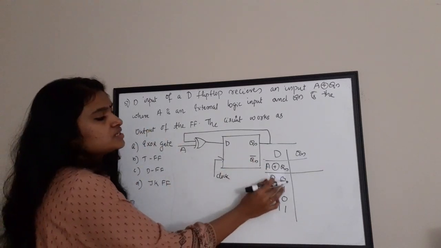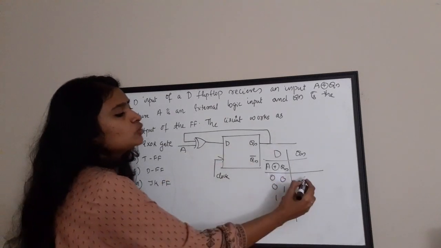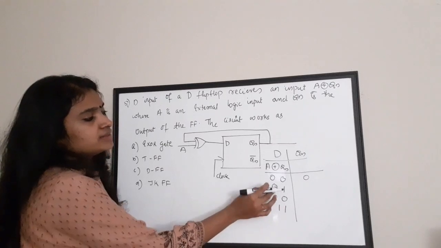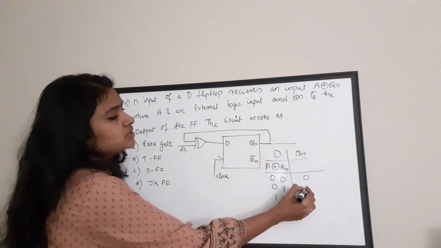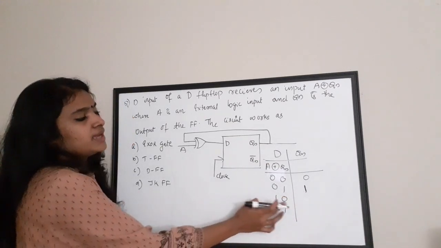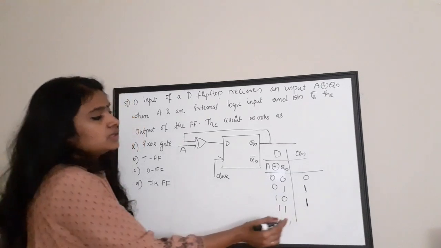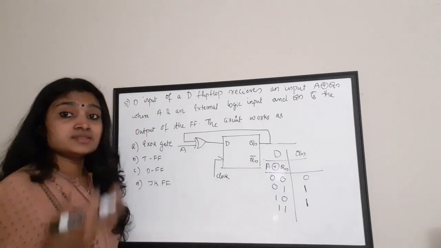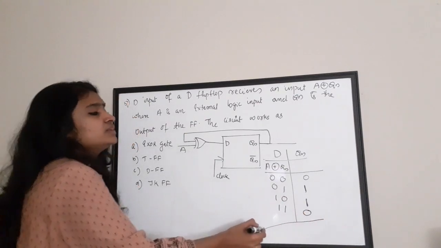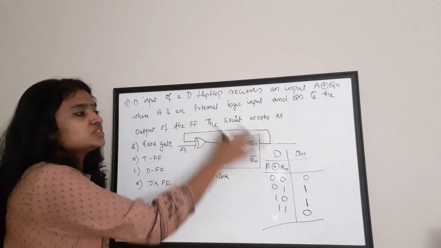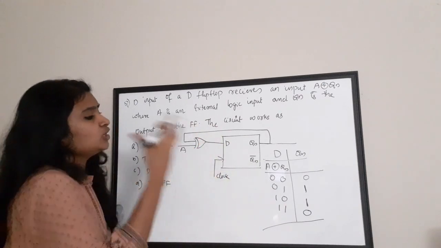So if 0, 0 is taken, the XOR value is 0. So if 0 is coming, then the output is also 0. 0 and 1. The XOR value is 0 XOR 1 is 1. So the output is 1. Now 1 XOR 0 is 1. So the output is 1. Now 1 XOR 1 is 0. So the output is 0. So this will be actually the truth table of this particular circuit. That is a D flip-flop with a XOR gate at the input.